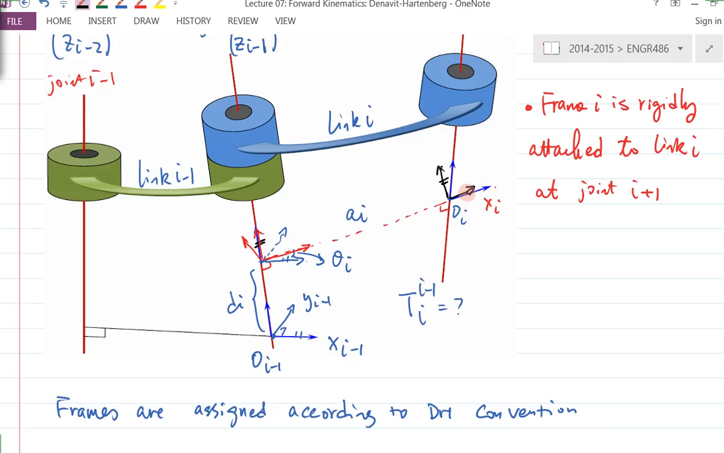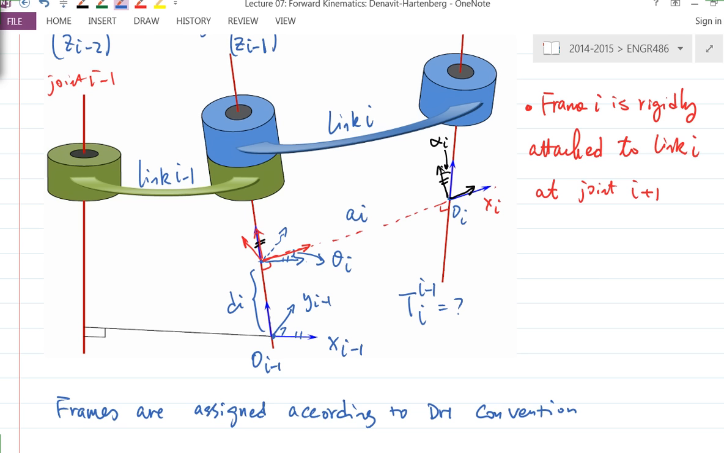So the last step, how do I bring the black one to be the same as the blue one? You rotate about the current x-axis by how much? By an angle between these two. We call that alpha I. So that's the last step.